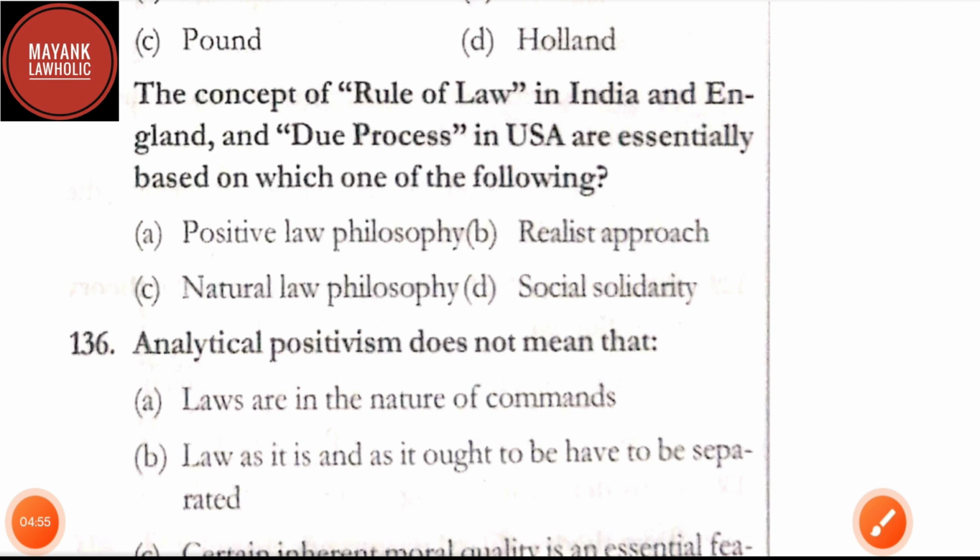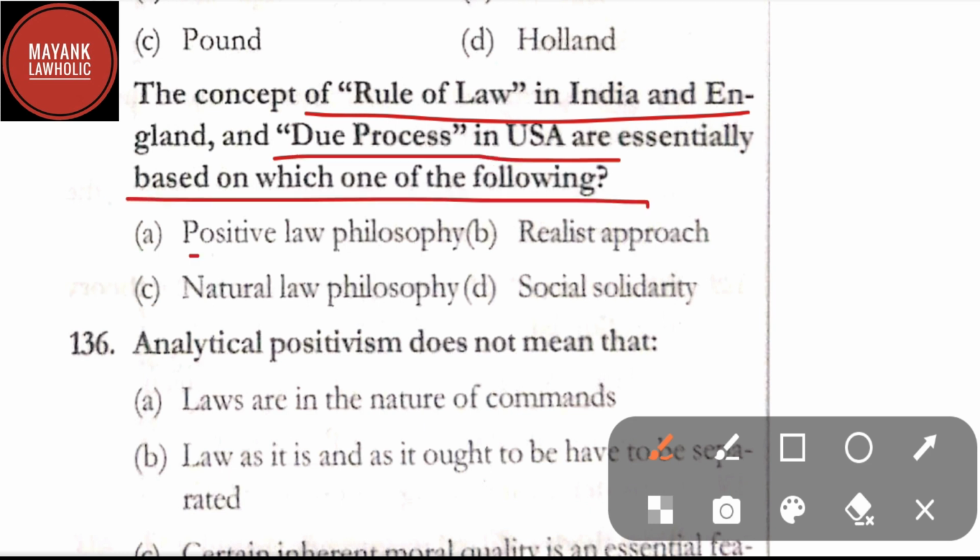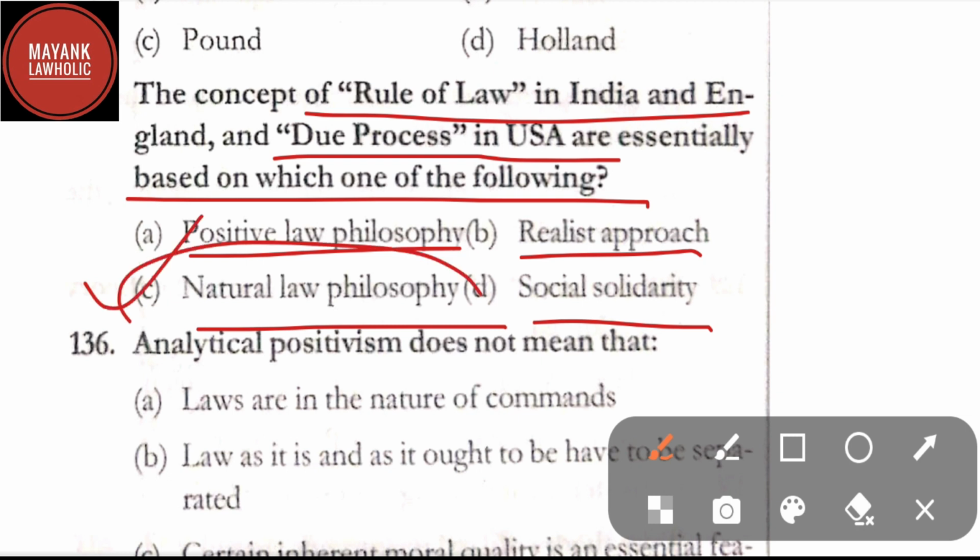Question number 135. The concept of rule of law in India and England and due process in USA are essentially based on which one of the following? Option A, positive law philosophy, option B, realist approach, option C, natural law philosophy, and option D, social solidarity. Here the correct answer is option C, that is natural law philosophy.